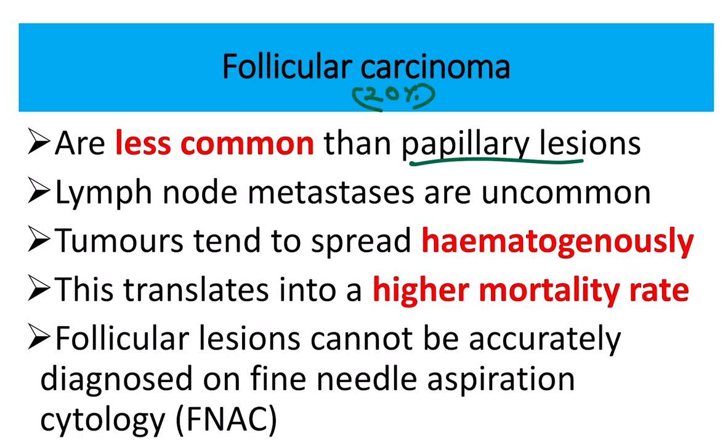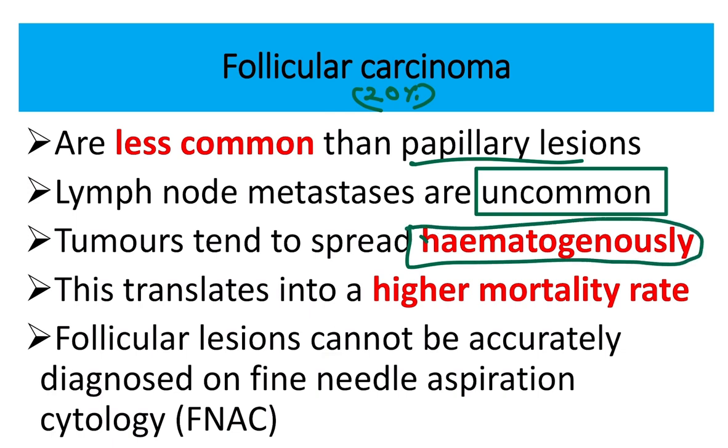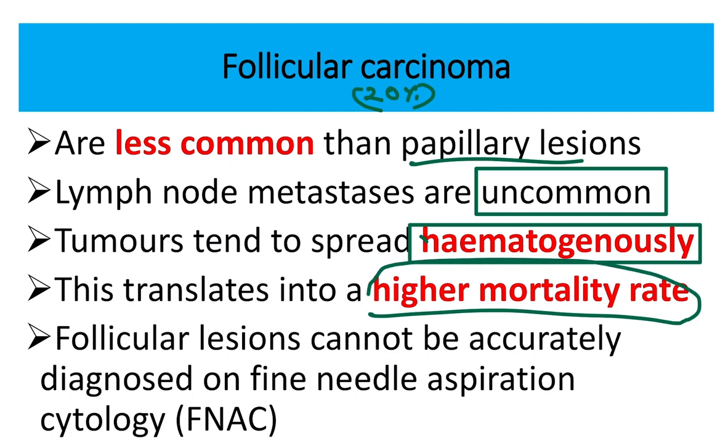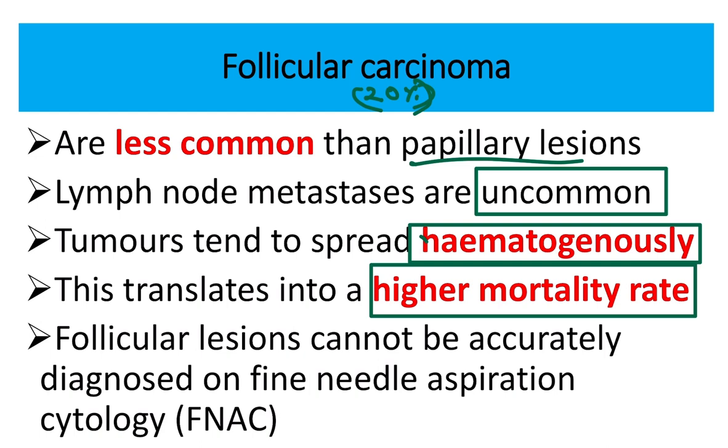In follicular carcinoma, lymph node metastasis is uncommon, and usually there is blood-borne or hematogenous metastasis. And also there is a higher mortality rate. When the cancer incidence is more, the mortality is less. When the incidence is less, usually the mortality is very high. Follicular carcinoma is 20% of cases, so the mortality is very high. On the other hand, papillary carcinoma is about 60%, and in this condition mortality is relatively less.